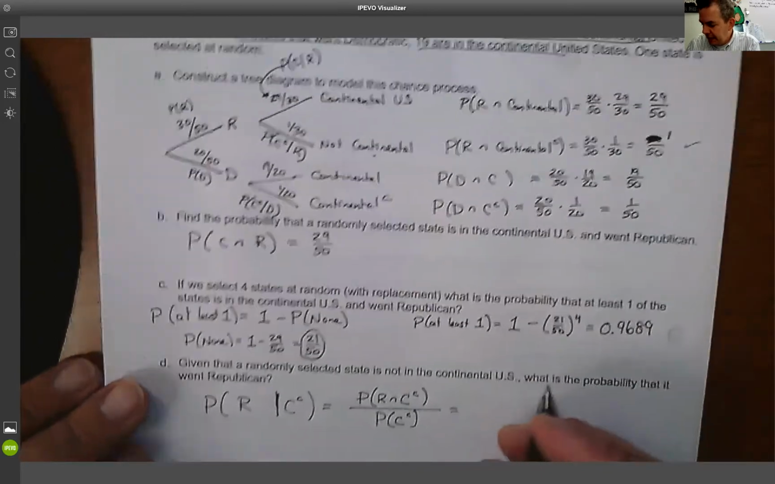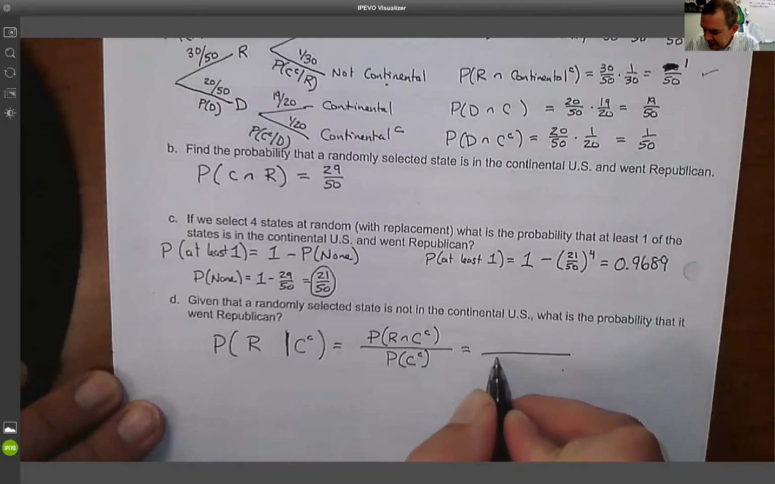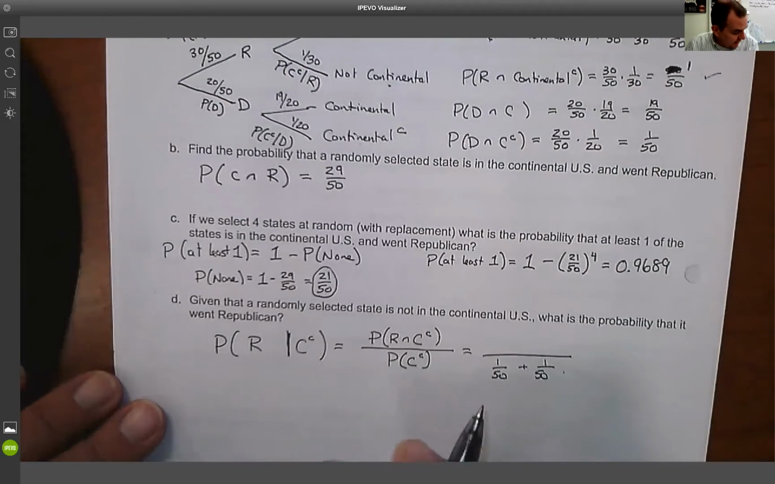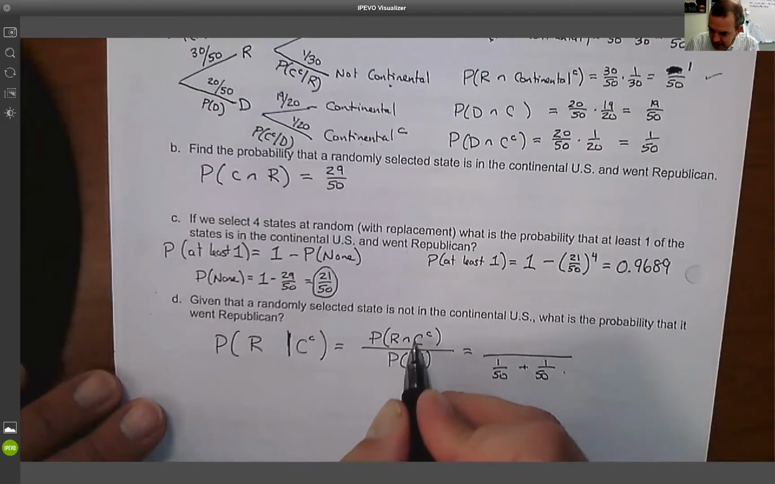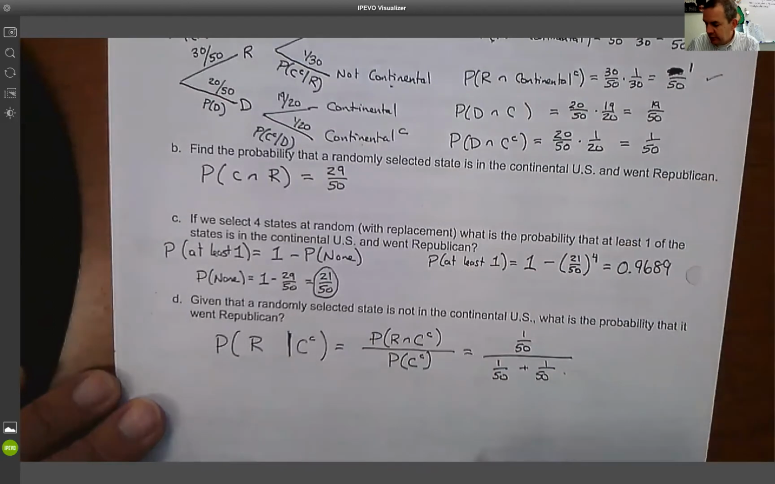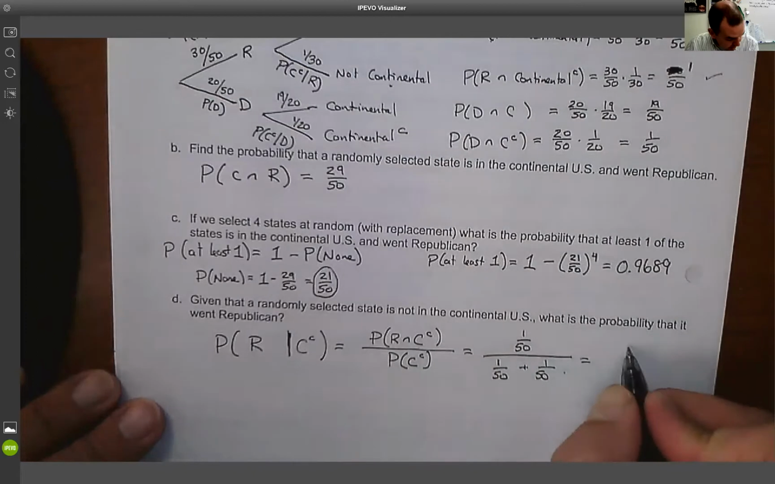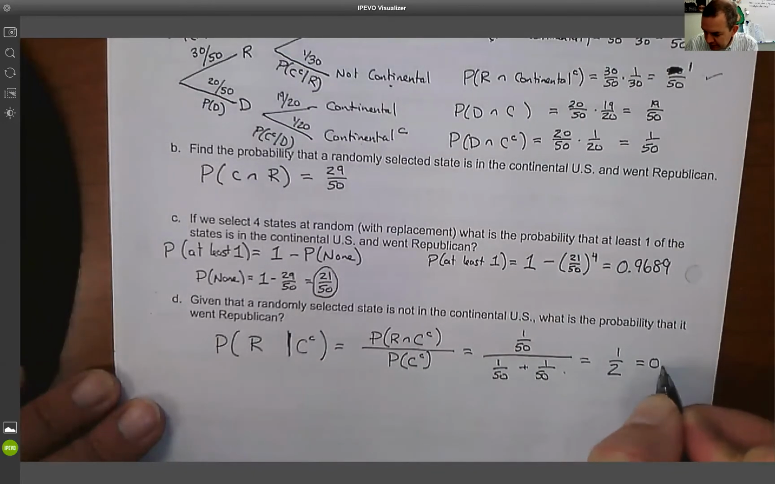So what ends up happening is down here in the bottom, there are 2 sets of people who are not in the continental United States. There are Republicans not in the continental United States. There are Democrats not in the continental United States. How many people are Republican and not in the continental United States? 1 out of 50. So it's 1/50th over 1/50th plus 1/50th. If you put that in your calculator, you're going to find out that that probability is 1/2 or 0.5.